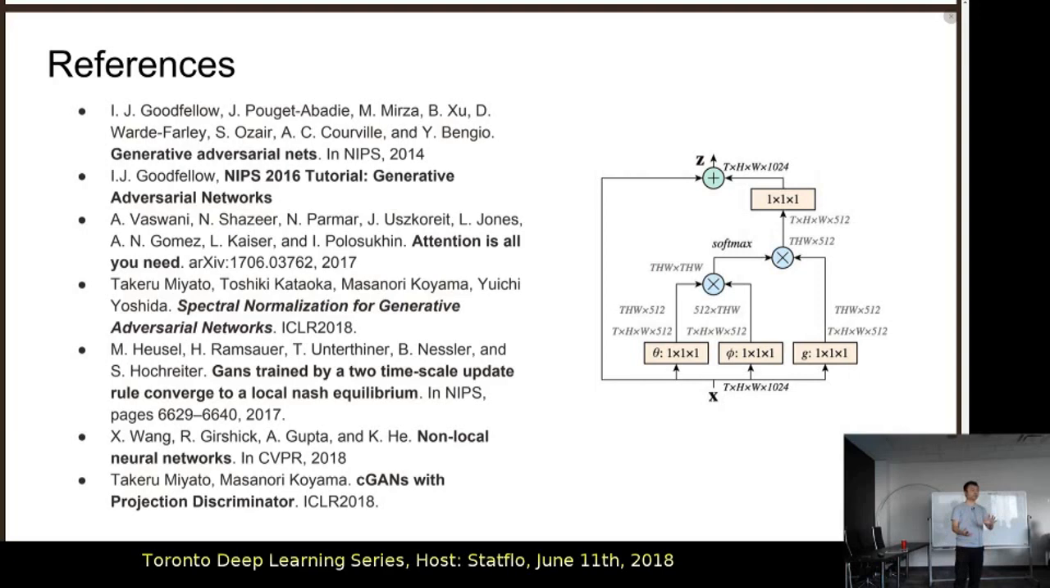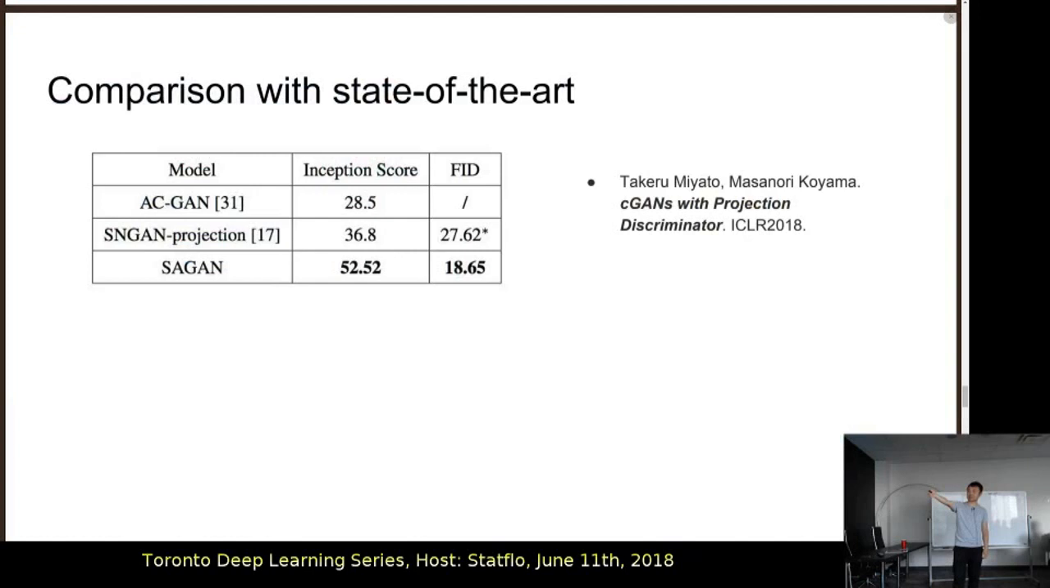And finally, SAGANs with projection discriminator, I included here because they're comparing that with the state-of-the-art results. The first row is a bunch of other techniques applied without spectral normalization. The second row is with spectral normalization, and the third row is the result from their paper. That's all.